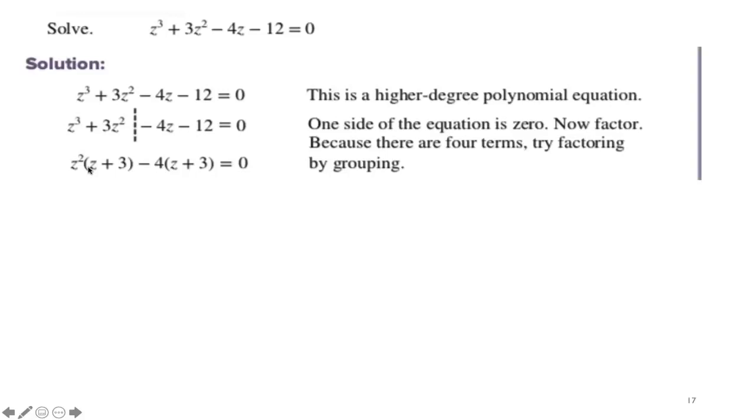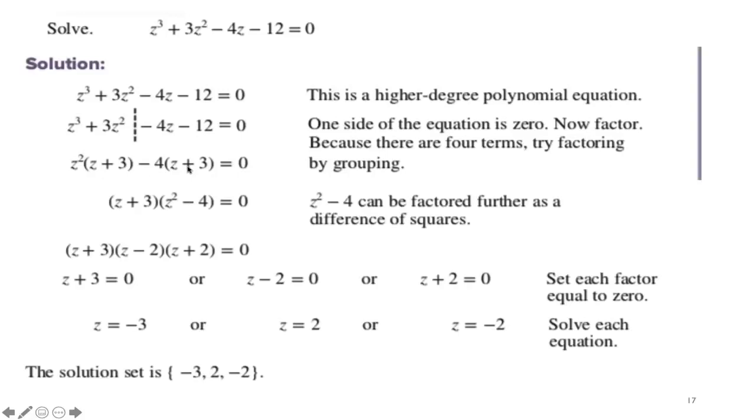So factor the z squared out, and that's the greatest common factor. The greatest common factor here is negative 4. Factor that out, and notice that if I do that, I have a common term. That's how you know that this will work. So now factor out the z plus 3, and we have z plus 3 times z squared minus 4. This is the difference of squares, so I can break that down into z minus 2 and z plus 2. And now these 3 products equal 0 mean that either this is 0, where z is negative 3, or this is 0, where z is 2, or this is 0, where z is negative 2. So those are 3 solutions.